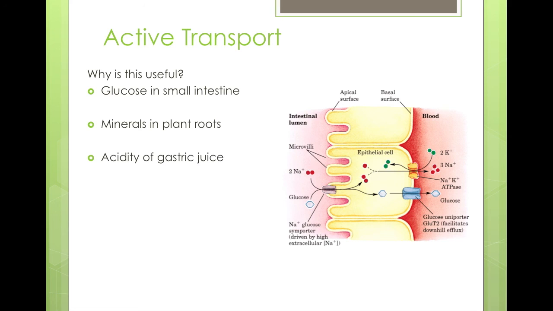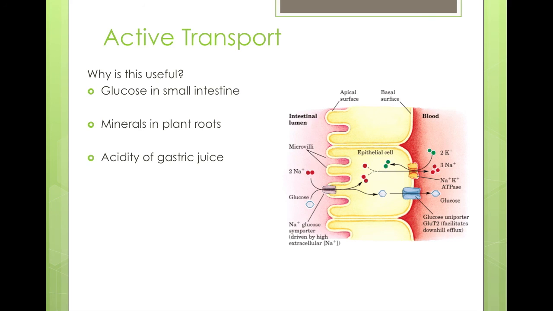There's a few other examples. For example, in plant roots, plants want to take up a lot of minerals, because the minerals are what allow them to grow, and they need the minerals for certain processes within their metabolism. However, if it was through passive transport, once again, when the minerals in the soil match those within the plant root cells, the plant's going to stop taking up minerals, and it doesn't want to do that.